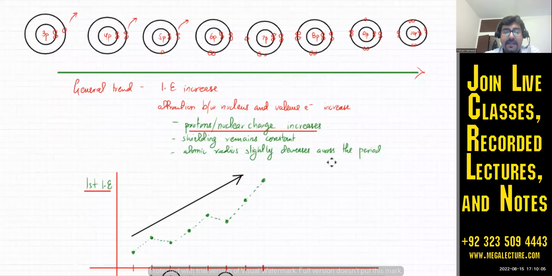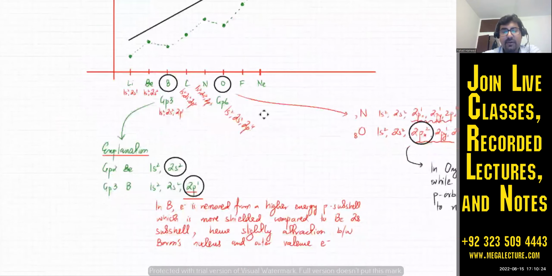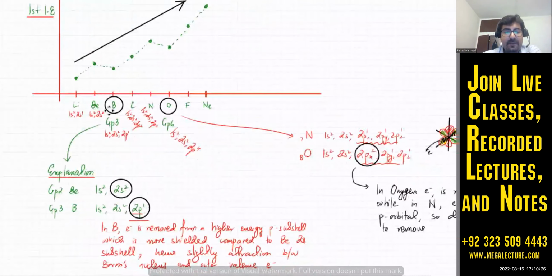And the distance also slightly decreases because there's more attraction. So the electrons or the shells become closer and closer to the nucleus. Okay. And then I told you that there are going to be dips. It's not going to be a direct increase. What will happen is that there's going to be a dip at group 3 and a dip at group 6 when you move across the period.